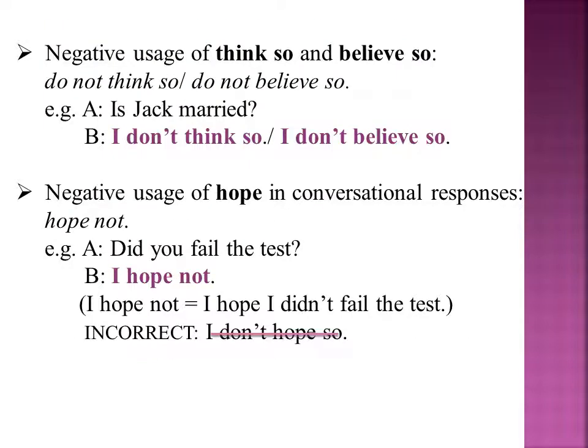Now the negative usage of think so and believe so: don't think so or don't believe so. Example: Is Jack married? I don't think so, or I don't believe so. Negative usage of hope in conversational responses: hope not. Example: Did you fail the test? I hope not. I hope not means I hope I didn't fail the test. Pay attention, it's incorrect to say I don't hope so.